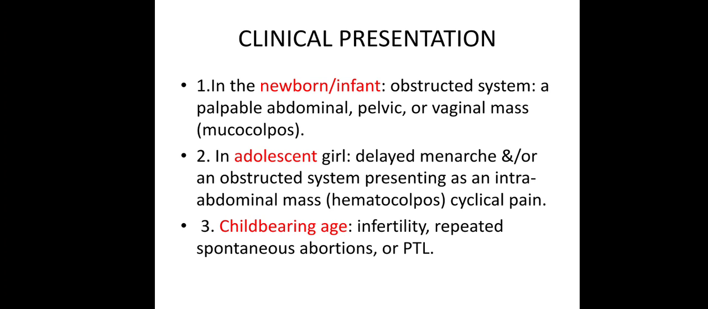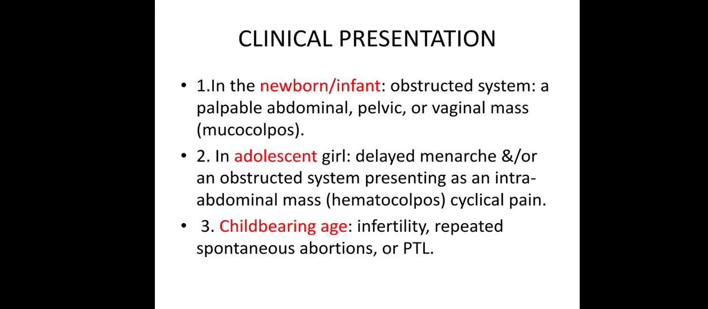Okay. Now coming to the clinical presentation. Sometimes newborns might come to you. You might diagnose a Mullerian anomaly in the newborn or an infant, or it can present to you in the adolescent years, or might come to you in the childbearing age with infertility or repeated spontaneous abortions or preterm labor. So if it's a newborn infant, it is due to mucus collecting. Okay, so it's a mucocolpos. So there might be a palpable abdominal, pelvic or vaginal mass. So that is how a newborn infant might present.